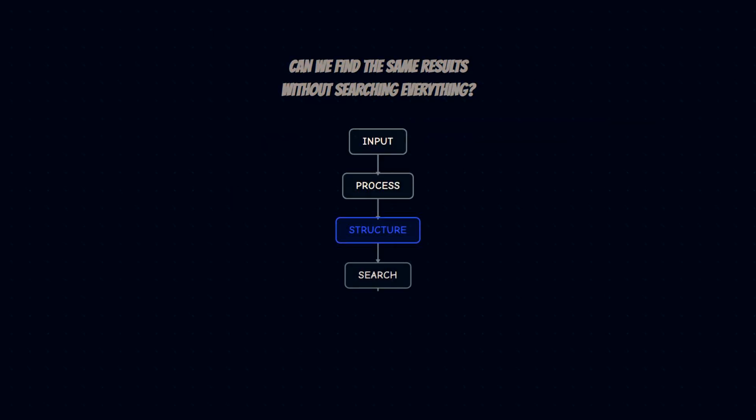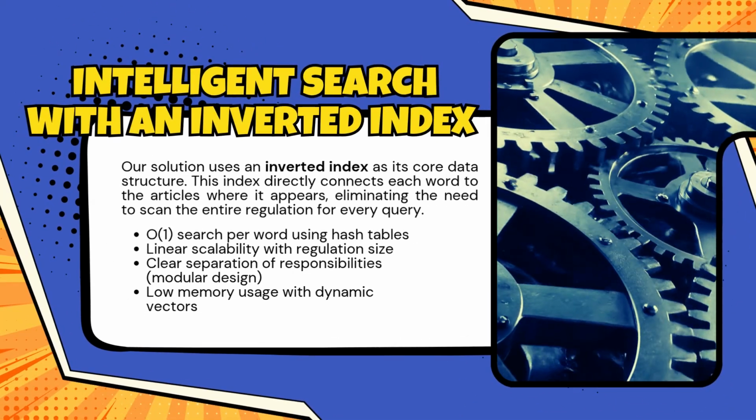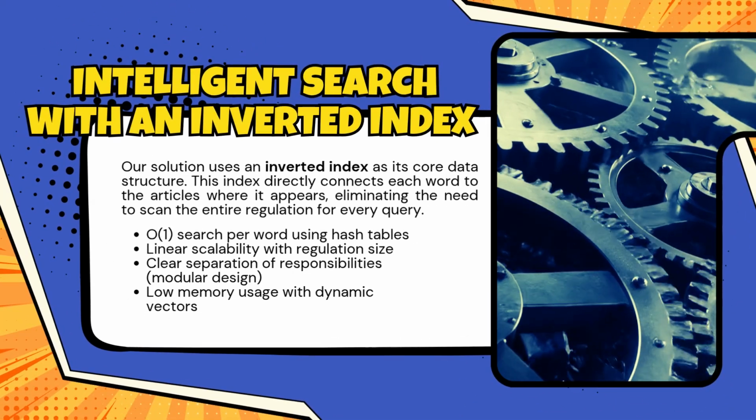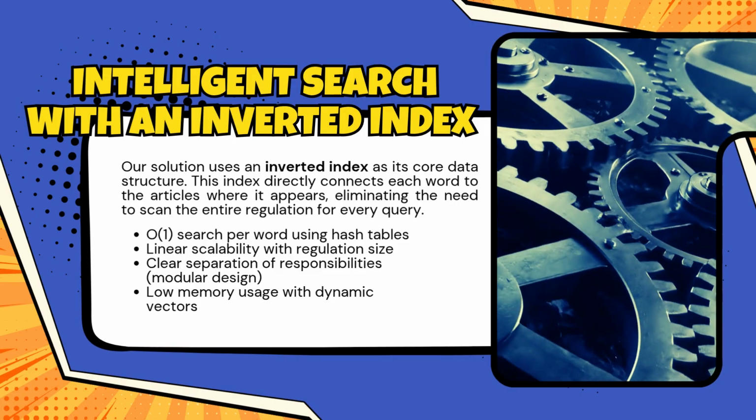So we asked ourselves, how can we make the search faster and the system easier to maintain? Our solution uses an inverted index. It connects each word with the articles where that word appears.